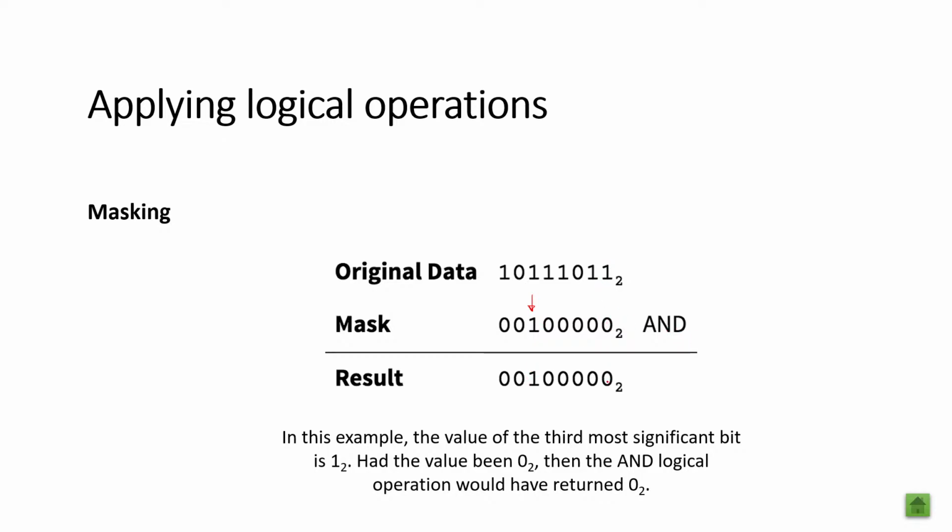1 and 0, 0. 1 and 0 is 0. 0, 0, 0. 1 and 0 is 0. 1 and 0 is 0. 1 and 1 is 1. 0, 0 is 0. 1, 0 is 0.